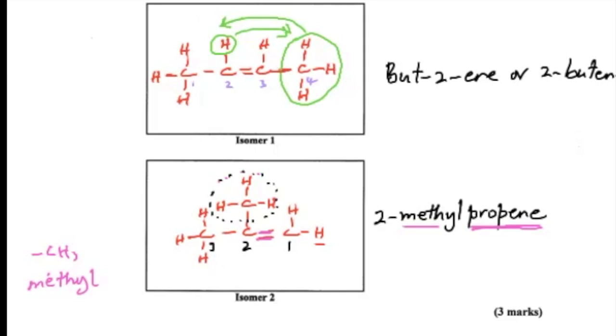It's about counting from all the different directions so you can see what the longest chain is, because when we're naming, we name based on the longest chain.